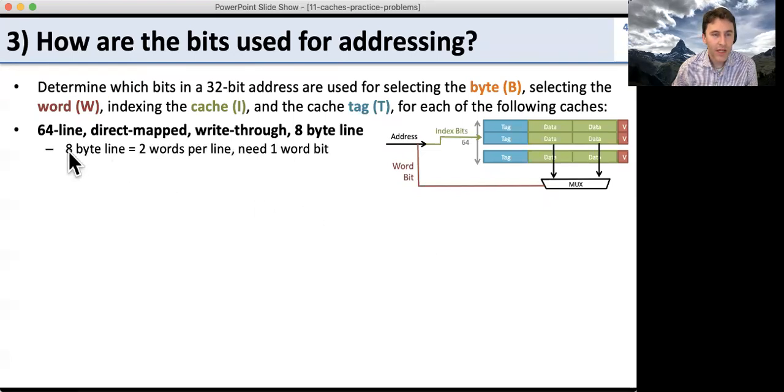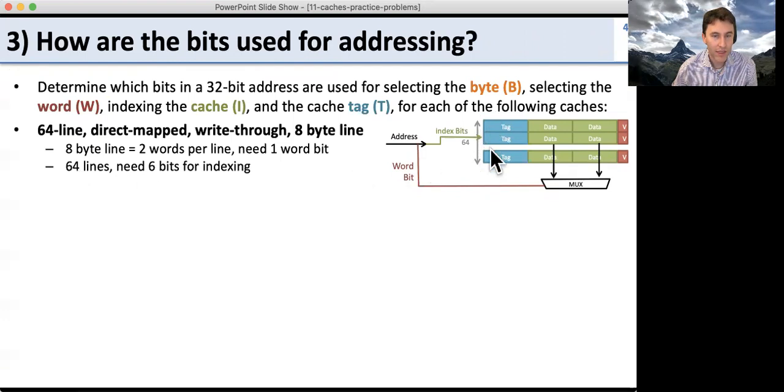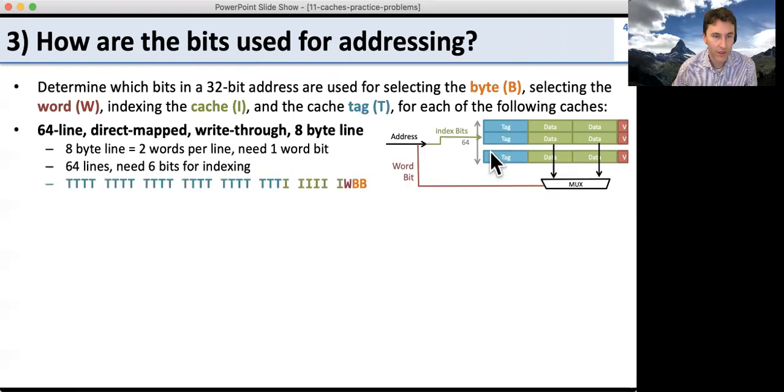Okay, so it's an 8-byte line. So that means we have 2 words of data in there. So we need 1 bit to tell us which word we're going to choose. It's 64 lines here. That means we need 6 bits to tell us which one of those lines we're going to choose. So this is how we're going to use our addresses. The lowest 2 bits are going to tell us which byte it is in the word. Remember, MIPS is word aligned, so these will always be 0. Then the 3rd bit is going to tell us which one of these words it is. Then we have 6 bits of index. Those 6 bits are going to tell us which place it could be in here. And then the rest are the tag. So the rest of the bits are the ones we're going to use to see if this is correct.